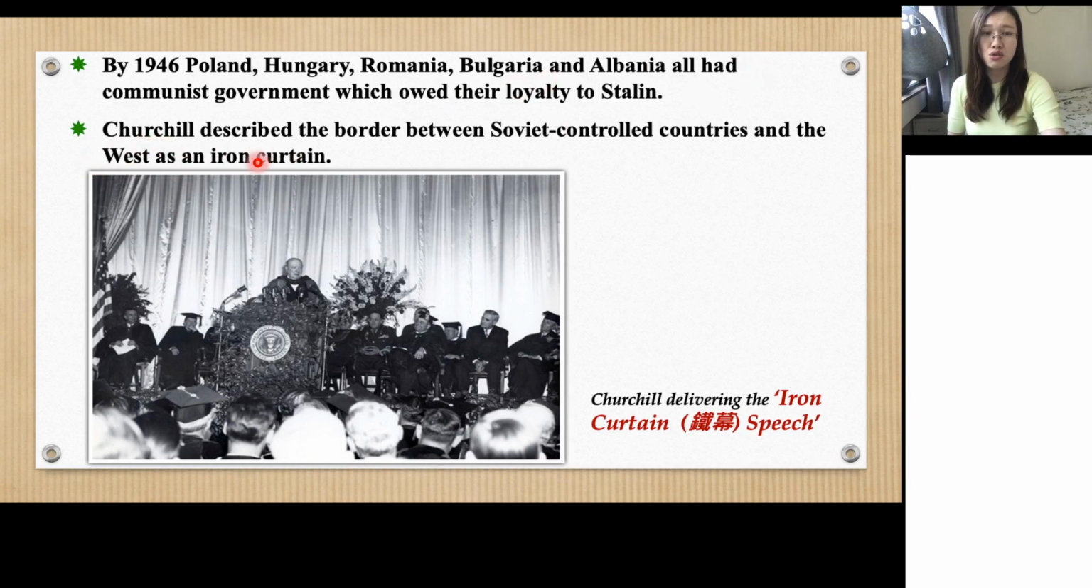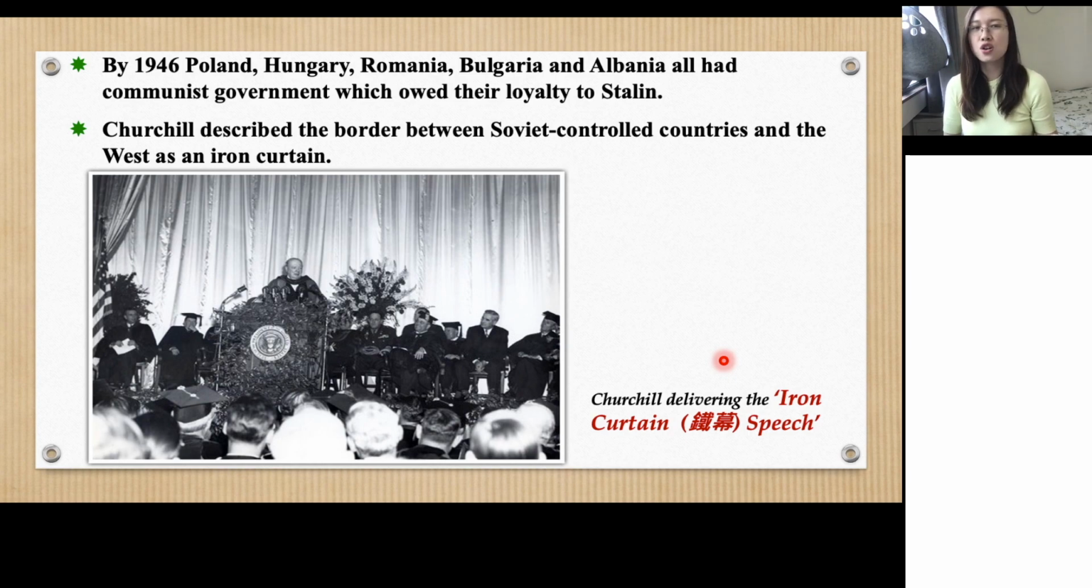paid a visit to the US, and during his visit he gave the very famous speech, the Iron Curtain speech. He mentioned the Iron Curtain as an imaginary line that divided the communist East from the capitalist West in Europe. Churchill suggested an alliance between the US and Britain to prevent further Soviet expansion.